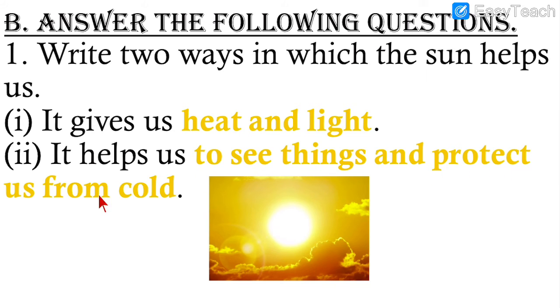And it also protects us from cold. Yes, during the winter season we take a sun bath, we go out in the sun and sit outside because it is chilling winter. Sometimes we need sunlight to warm ourselves. So these are the two main ways the sun helps us: it gives us heat and light to see things, and protects us from cold.